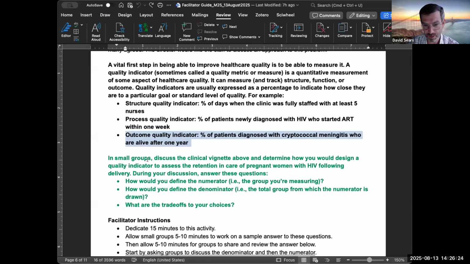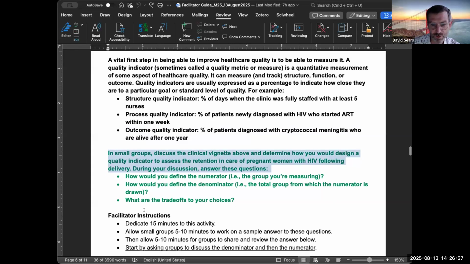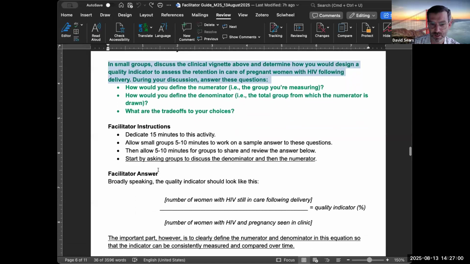So we then break off into small interprofessional groups again, discuss the clinical vignette, and determine how you would design a quality indicator to assess the retention and care of pregnant women with HIV following delivery. So in the discussion, we encourage people to think about quality indicators as a percentage. So how would you define the numerator? What group are you measuring? So we're trying to measure how many women are retained in care following delivery. And then how would you define the denominator? So what's the total group from which this numerator is drawn? And what are the trade-offs for your choices? So we give learners a few minutes to go through this.